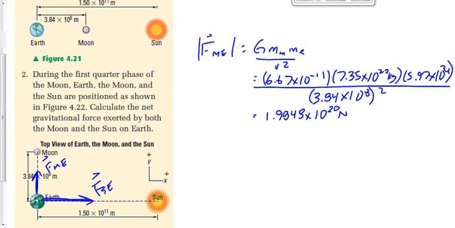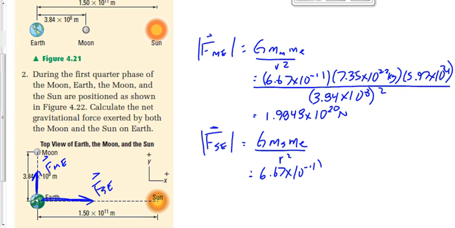Now let's get the force of the sun on the Earth. This isn't any different than question number 1 yet, is it? Free body diagram, calculate each of the forces. This is going to be G times the mass of the sun times the mass of the Earth over R squared. It's going to be 6.67 times 10 to the minus 11 times the mass of the sun, which is, I want to say 1.98 times 10 to the 30. Or is it 1.99 times 10 to the 30? 98?